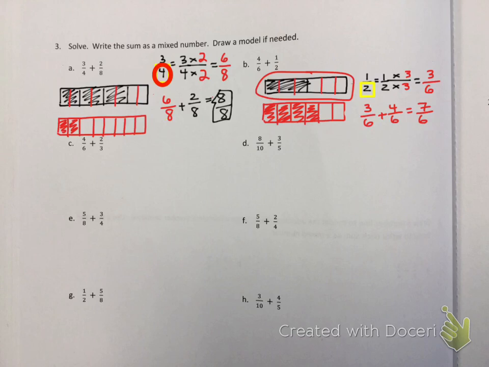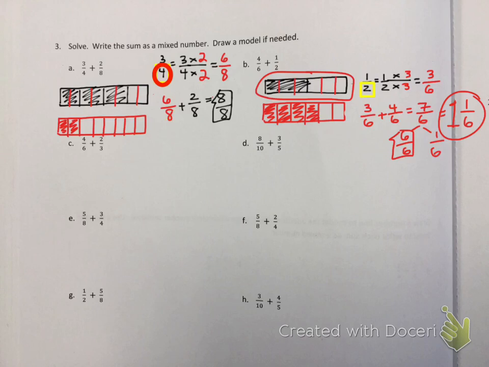However, they also said that they want us to make mixed numbers, if possible, from our answers. So we've got to make this a mixed number. So I have 6/6, which is a whole. And I have 1/6 left over, so this is going to equal 1 whole and 1/6. Boom. All right, answer's done.